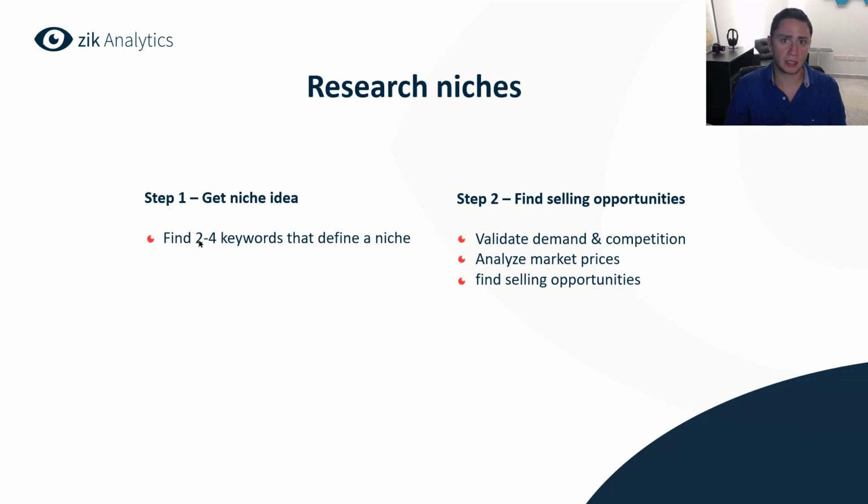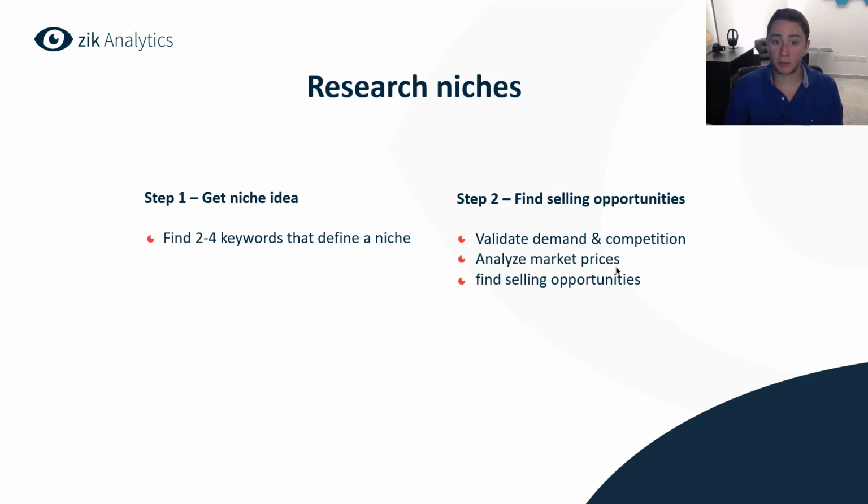You can find niche ideas through suppliers. You can just go on the street, go to the supermarket, whatever, speak with a friend and get an idea, and then you can just go and do the niche research in the product research tool. Once you find a niche idea, you basically paste the keywords into the product research and run the search, and then what you want to do is find selling opportunities, right? This is why you need to research a niche. So you will validate demand and competition of the niche.